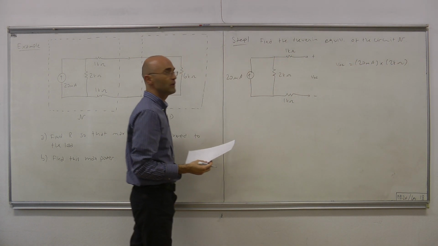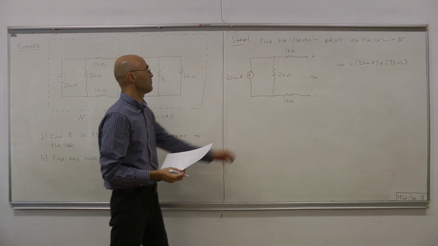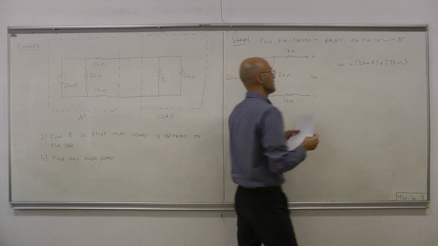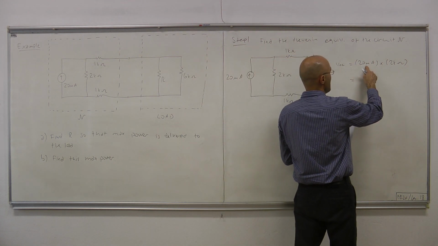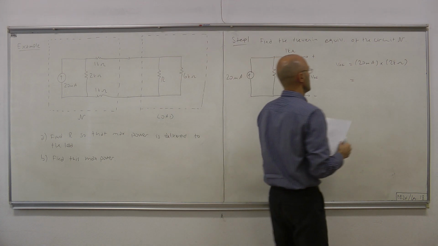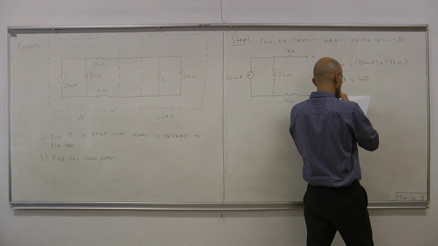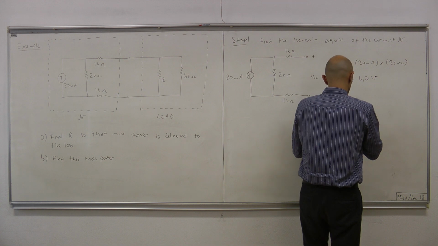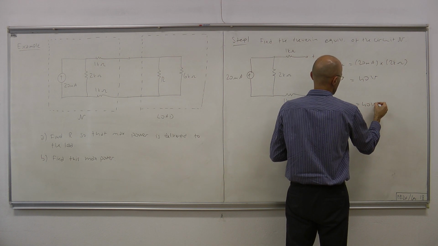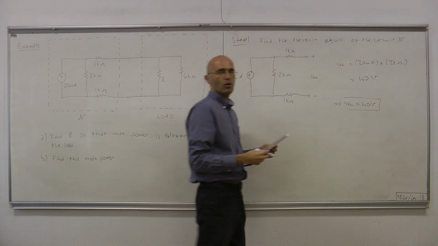We should be careful about the units here. Some are given in kilos, some are given in milli. So the milli will cancel the kilo, and what we have is 40. Therefore, the Thevenin voltage is 40 volts.